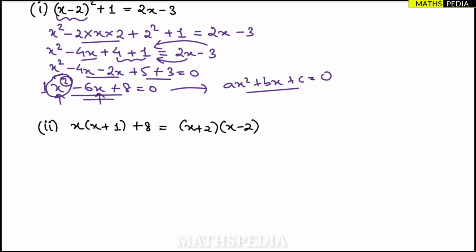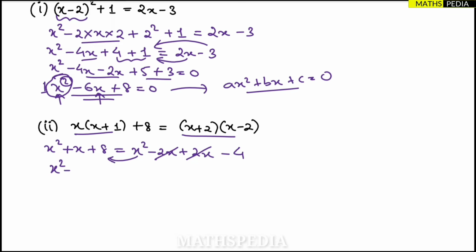So in the second part, again the same thing, we have to simplify. So let us simplify. Just multiply this one: x square plus x plus 8 equal to x square minus 2x plus 2x minus 4. So minus 2x plus 2x cancelled. Now x square is there, bring this x square to this side: minus x square plus x, we don't have any like terms for x. Okay, plus 8 plus 4 equal to 0. Bring this minus 4 to LHS. So once again, x square minus x square get cancelled, right? What is left out? x plus 12 equal to 0.